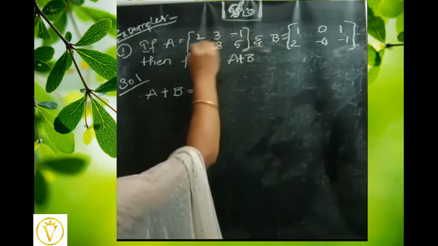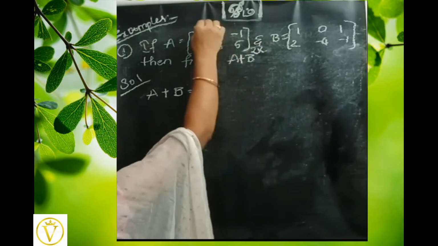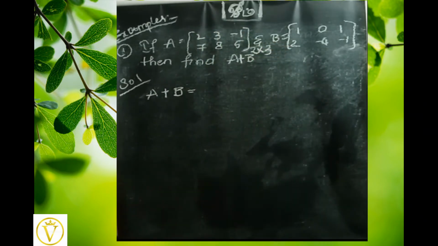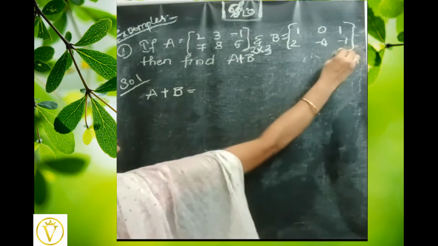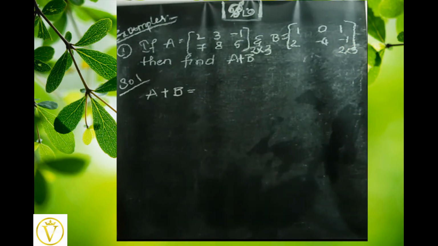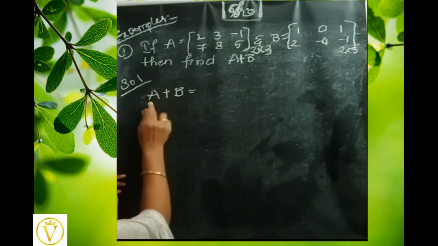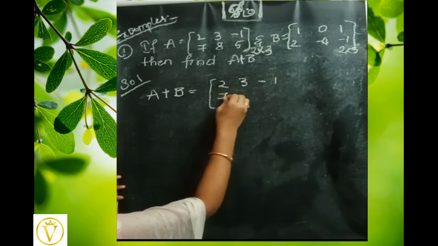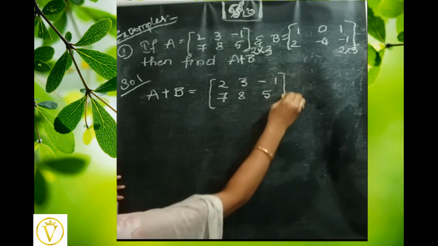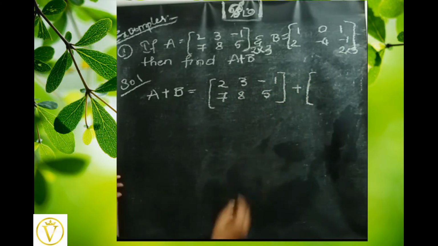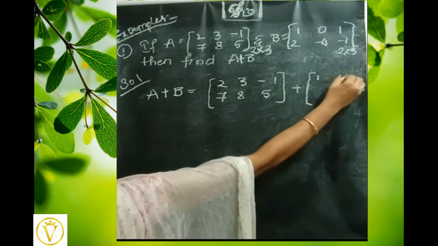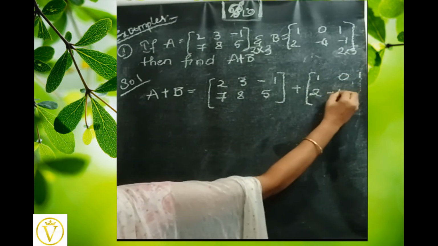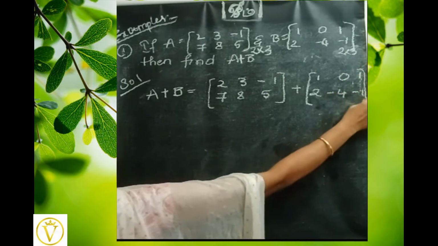See here, 2 rows, 2 by 3 columns. We have to see B also, 2 by 3. So both the matrices have the same order, then A plus B can be found. Now, what's the A matrix here? 2, 3, minus 1, 7, 8, 5. Plus, what is the B matrix? 1, 0, 1, 2, minus 4, minus 1.